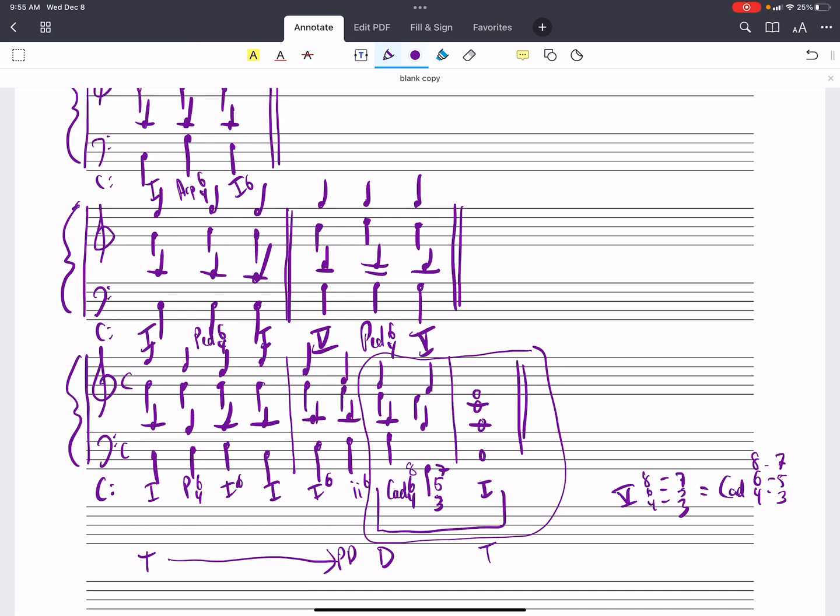Okay? So those are all of your 6/4 chords and the different parts of the phrase in which they can function.